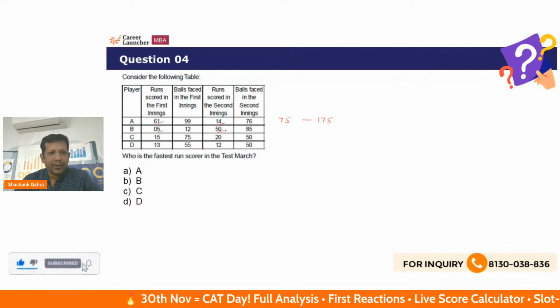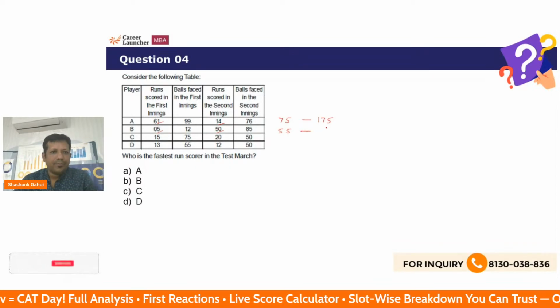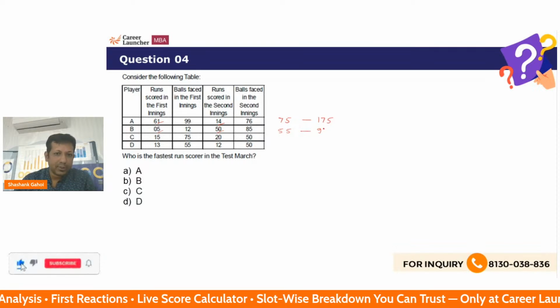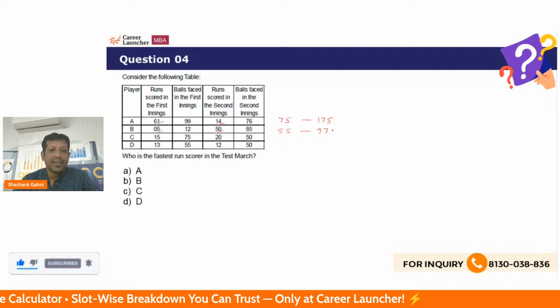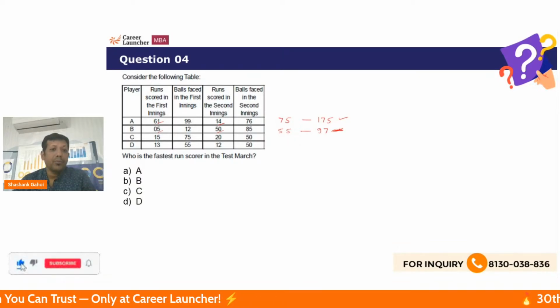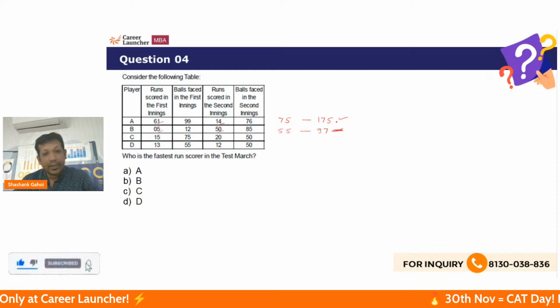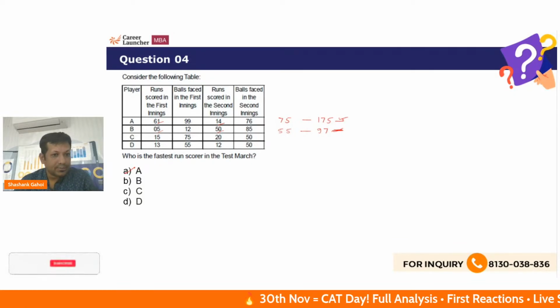5 plus 50, 55 runs. In how many balls? That is going to be 97 balls. Okay, so by looking at this, I can definitely say this guy is better than this guy. This guy is scoring more runs at a faster rate than this guy. So A cannot be the answer.